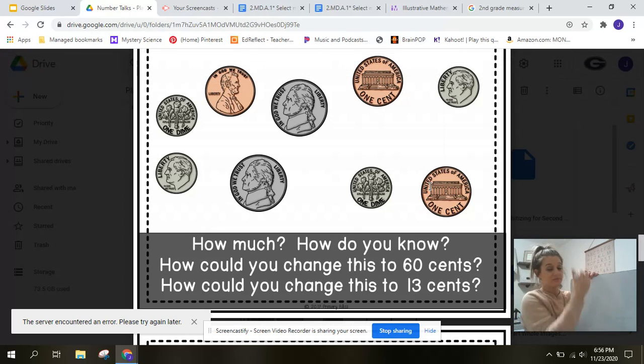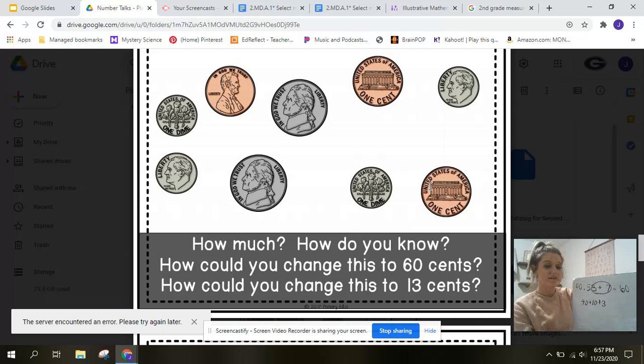How do you know? Yeah, I hope you said something like, I knew that 4 dimes were 40 cents, 4 tens, plus 2 dimes is another 20, plus 3 is 53. Very good. Okay, how could you change it to 60? You could do 53 plus 7 more cents makes 60, because I know 7 and 3 make another 10. If there's 5 tens, here's another 10. That's 6 tens. Very good.